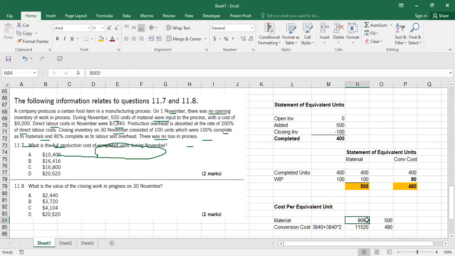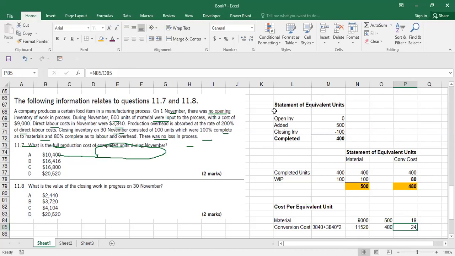So it means that after spending $9,000 of material, we got 500 equivalent units. And after spending 11,250 on labor and overheads, we got 480 units. And now you just divide: it is this one divided by this one. So per unit material is $18 and conversion cost is 24. So you know that one equivalent unit has $18 of material and one equivalent unit has $24 of conversion cost.